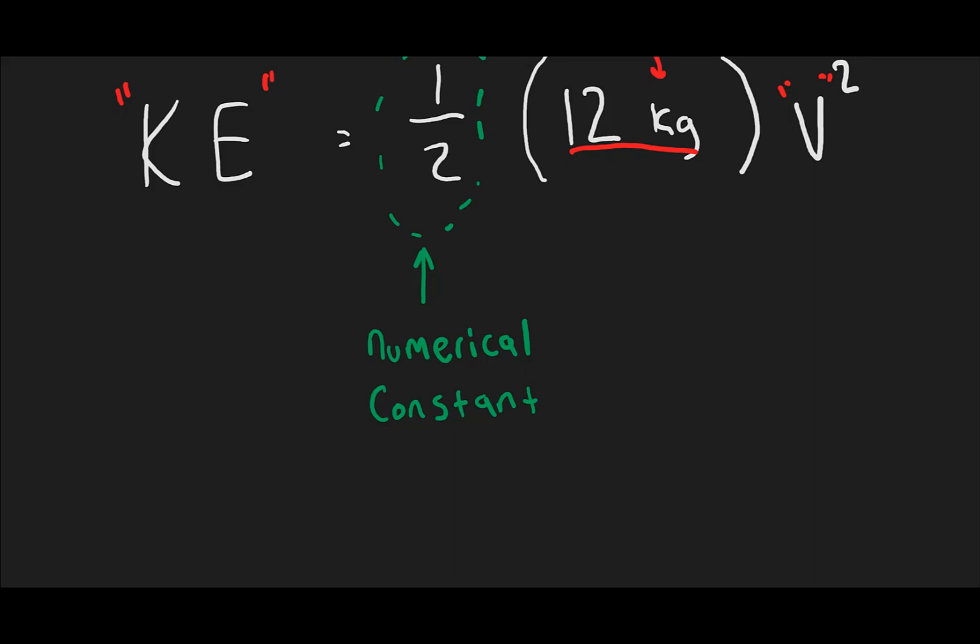A numerical constant is not a measurement, so it's not like 12 kilograms, and it's not a variable because we don't replace it with anything. It's just a number that's an essential part of a relationship between physical quantities. So if you have a number that has no units, it's probably a numerical constant that's used in a formula. So that was quick vocabulary. I hope that was helpful.